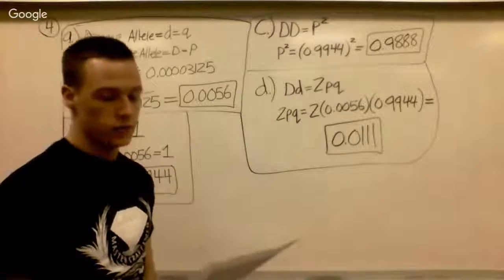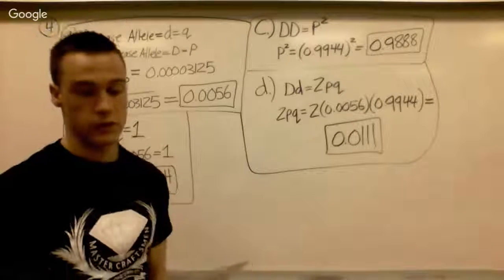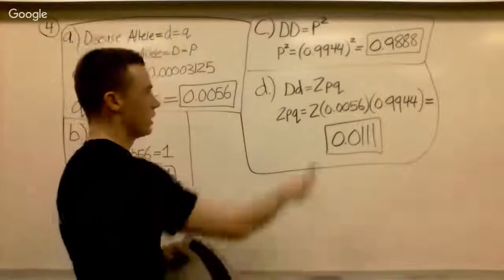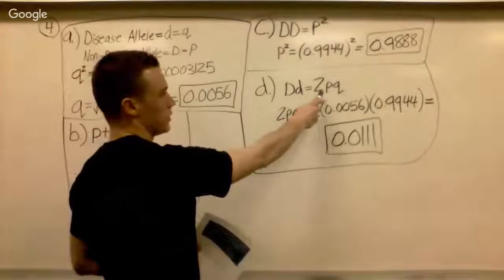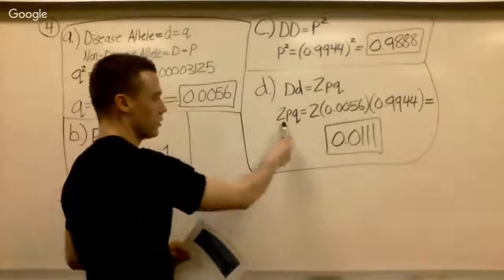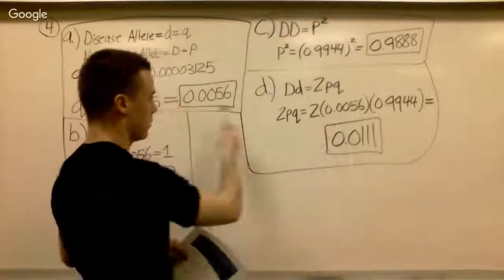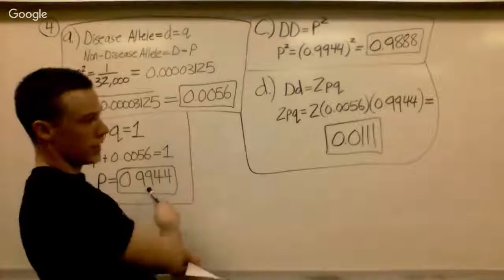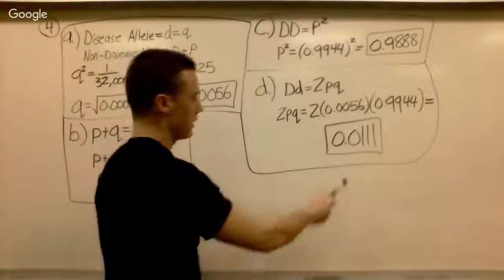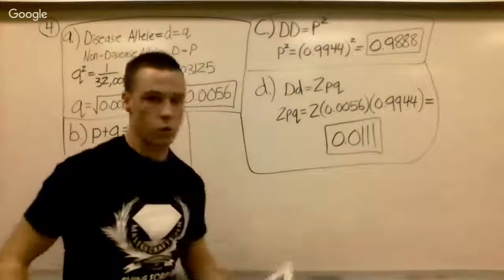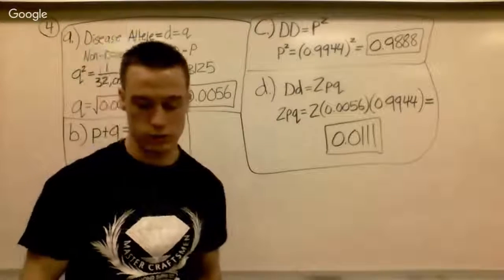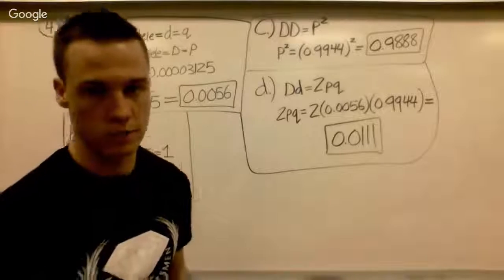Now letter D is, what is the frequency of a heterozygous genotype in this population? That's capital D lowercase d, which is 2pq. So 2 times p times q, which is 0.0056, times p, which is 0.9944, and that gives us 0.0111 as our frequency for a heterozygous genotype in this population.